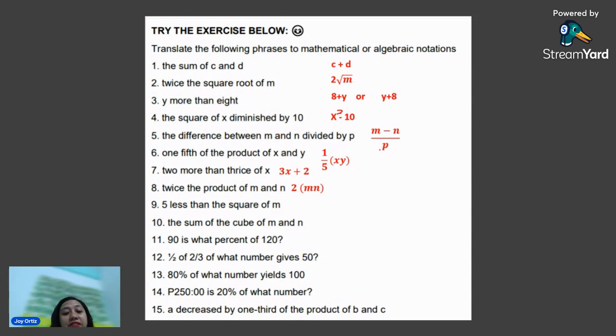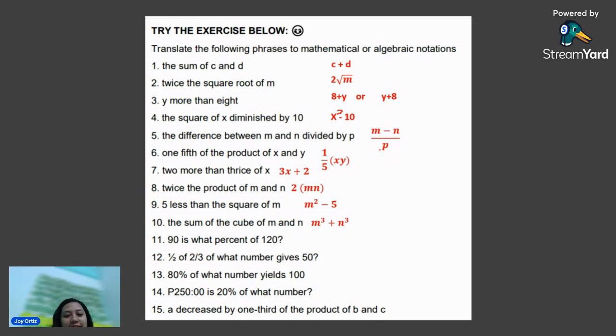Number 9. 5 less than the square of m. So the answer is m squared minus 5. Number 10. The sum of the cube of m and n. Okay, the answer is m cubed plus n cubed.